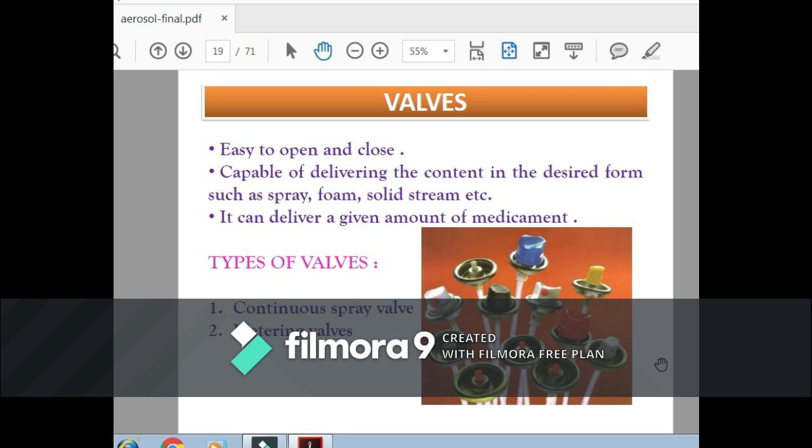So it can give your desired amount of medicament also. It means if you want some particular amount of drug to be delivered to the patient, such kind of adjustment is also possible with your valves. Types of valves: these valves have two types, continuous spray valve and metering valve. Continuous spray valve means just like your normal spray valve, and metering valve means we can measure your particular dose of your content.